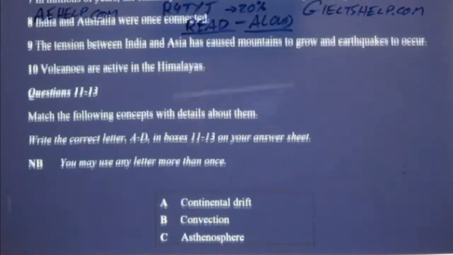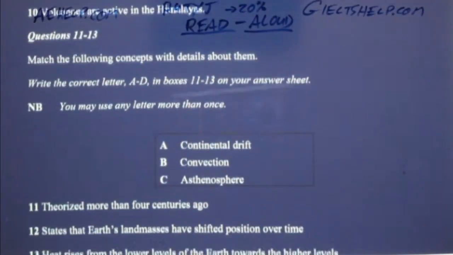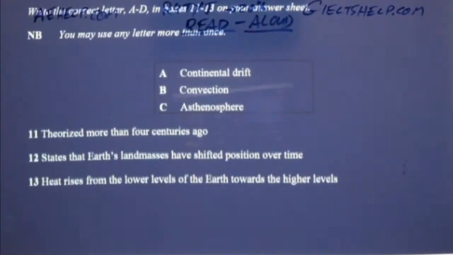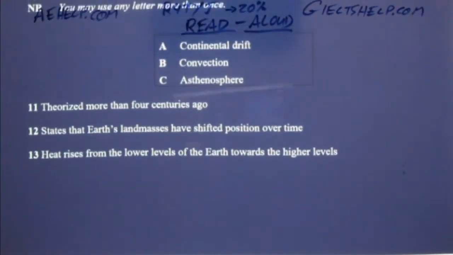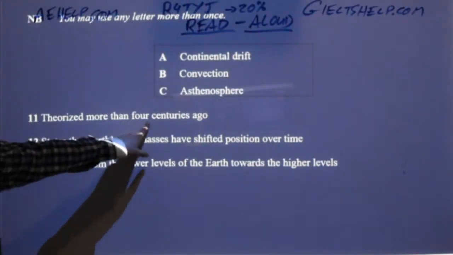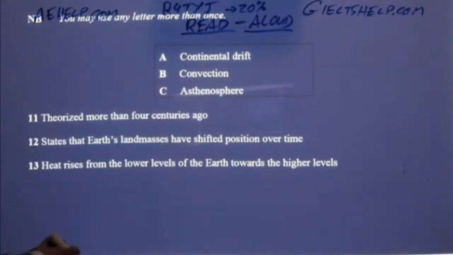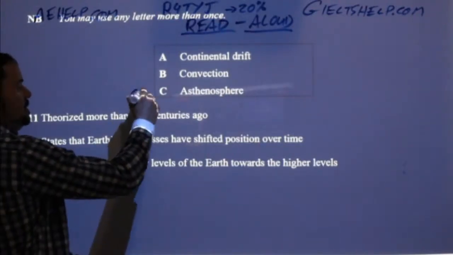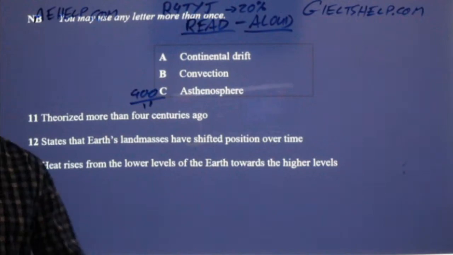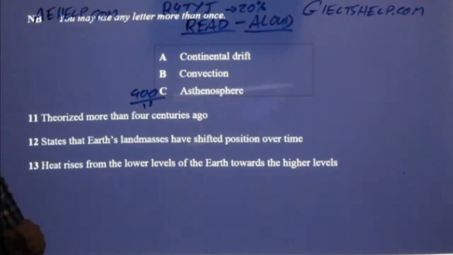Okay, questions 11 to 13: match the following concept with the details: continental drift, convection, and asthenosphere. So theorized more than 4 centuries ago. So 4 centuries equals 400 years. This was Abraham Ortelius. What's the answer for number 11? Nice and quick.